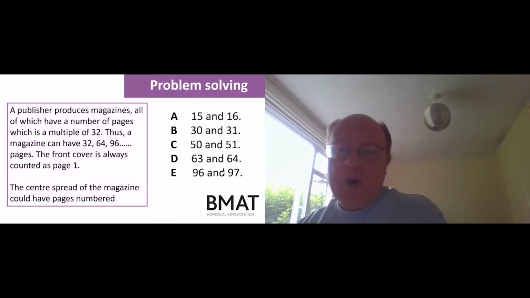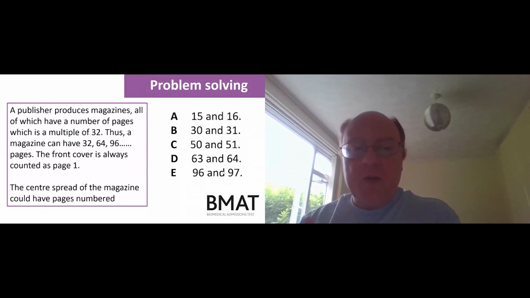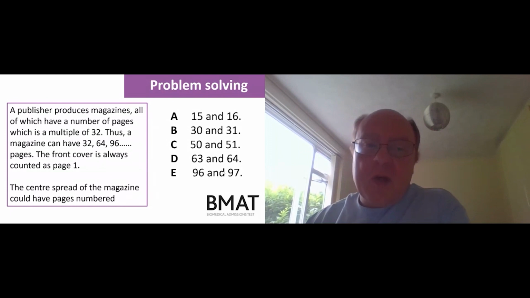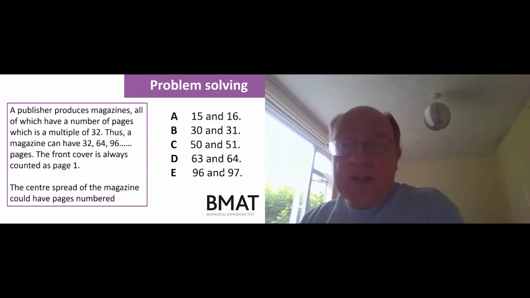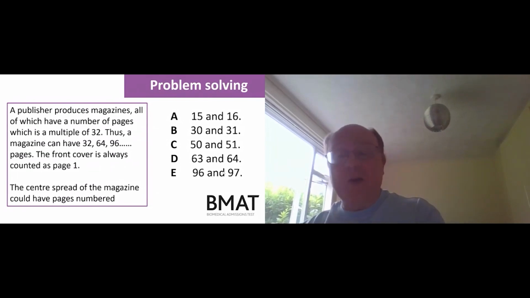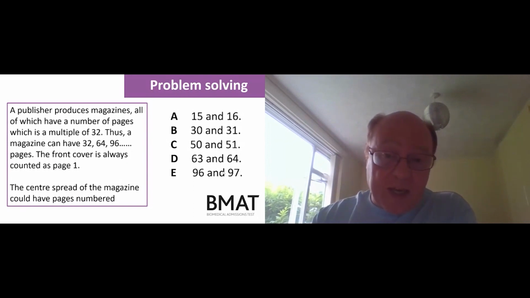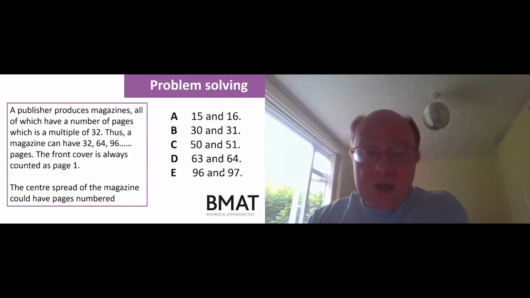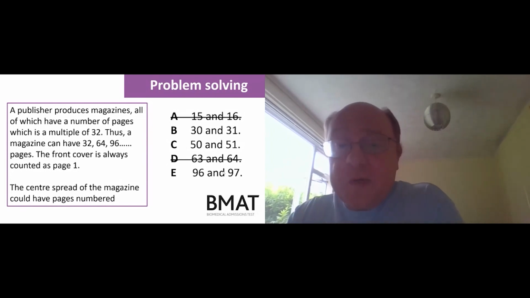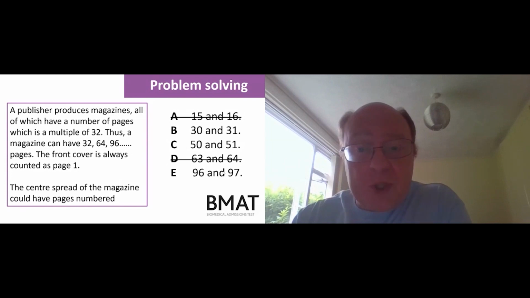So if you think about when you open it up in the middle, then if the front cover is page 1, then on the left-hand side, you're going to have page 2, and then on the right-hand side, you're going to have page 3. When you get to the middle, it will still be that on the left-hand side, you have an even number page, and on the right-hand side, you have an odd number page. So if we look at the options, we can actually remove those that have an odd number as the first option. So we've already removed A and D from our options.